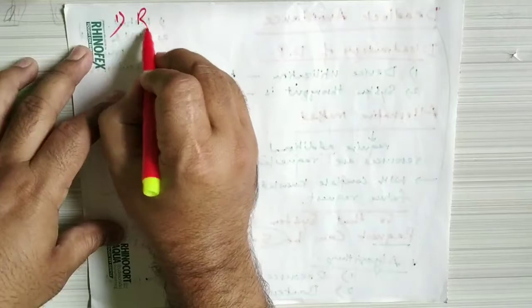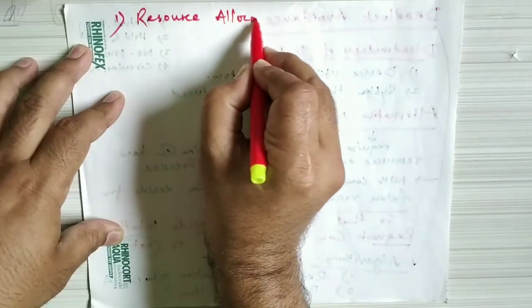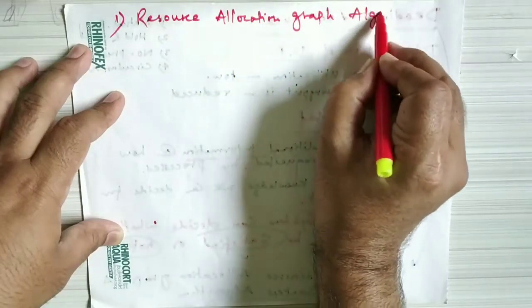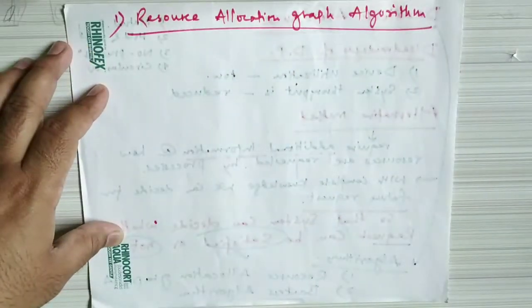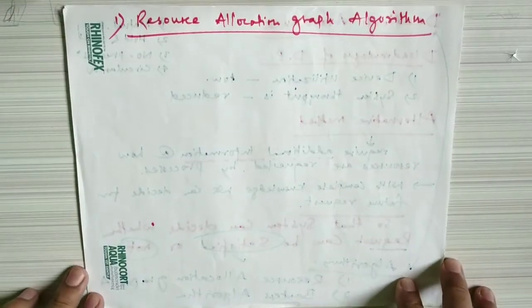Okay, so for deadlock avoidance, we have two algorithms: the resource allocation graph algorithm and the banker's algorithm. In today's session, we will learn about the resource allocation graph algorithm. So we'll learn about this algorithm in today's video, that is the resource allocation graph algorithm.